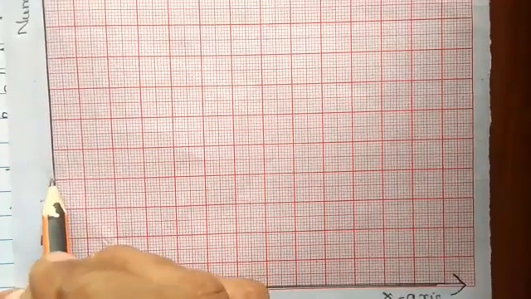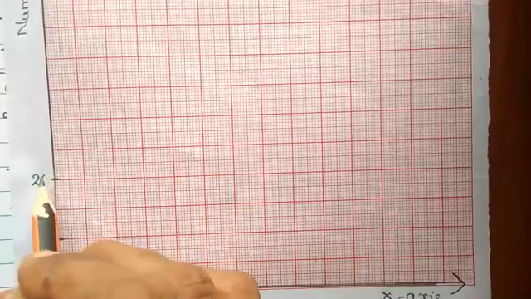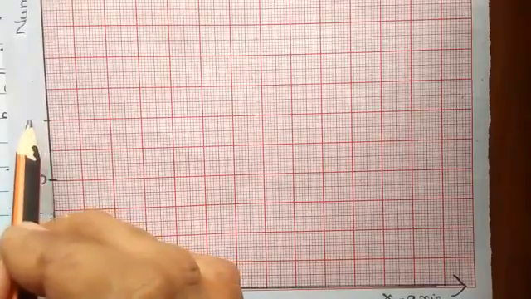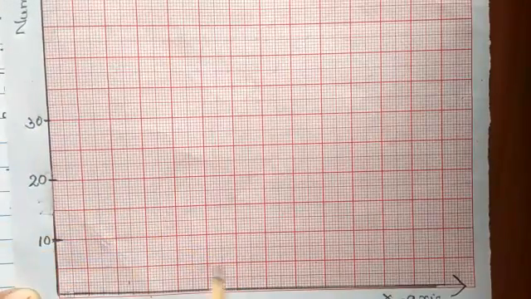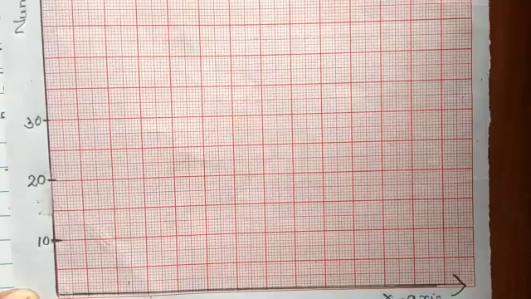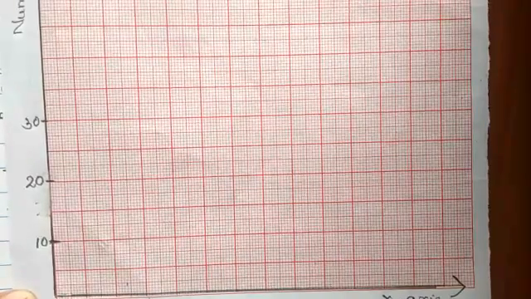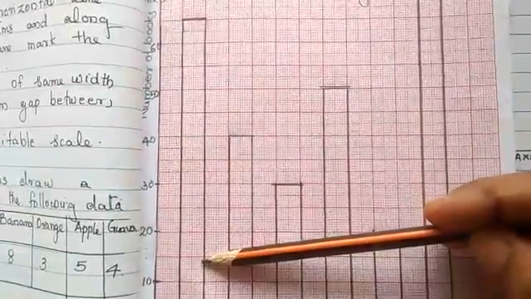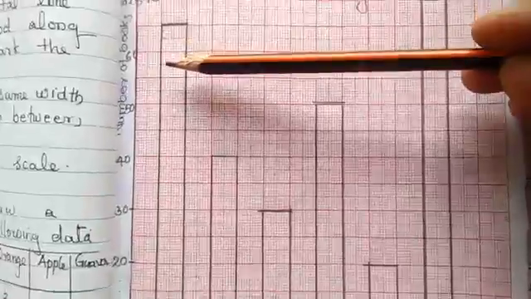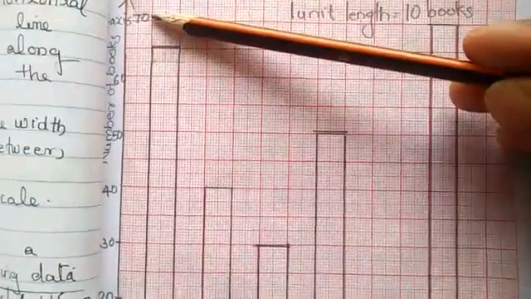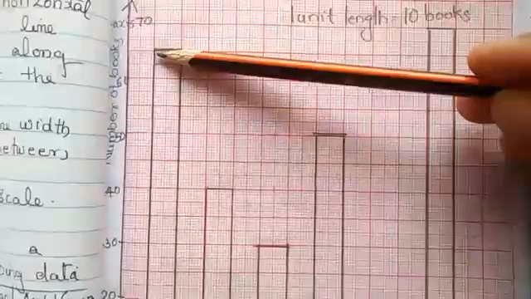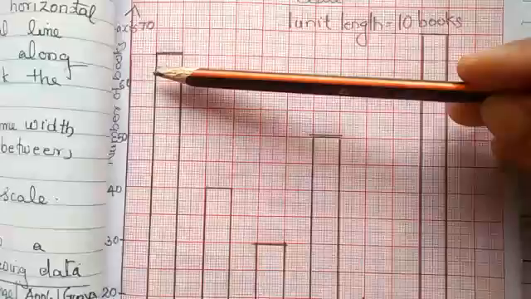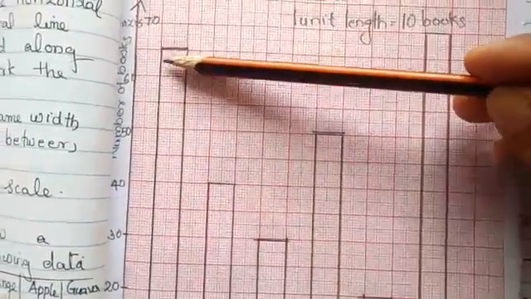So each 2 centimeter you can mark, adding 10 books each: 10, 20, next one after 2 centimeter, 30. Like that up to 70 we should mark, because the maximum number of books is 70. But on Sunday 65 books were sold. So you can see in between 60 and 70, the middle line, this 1 centimeter will become 5, so 65.